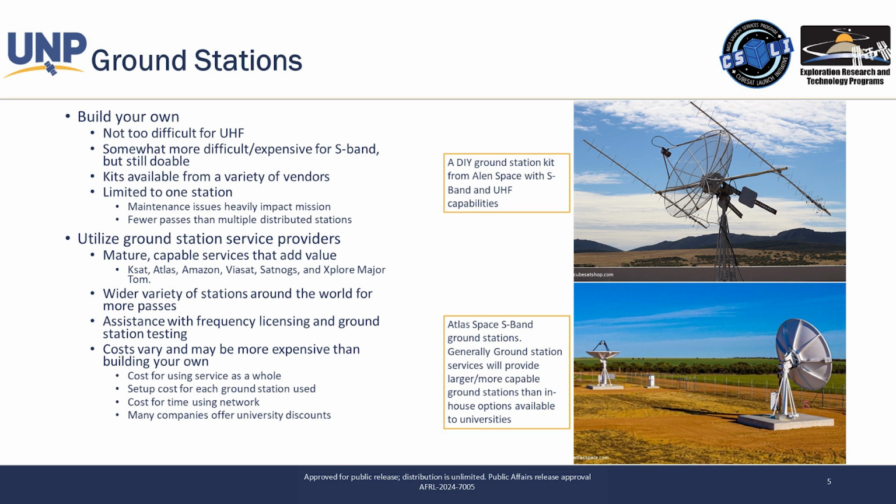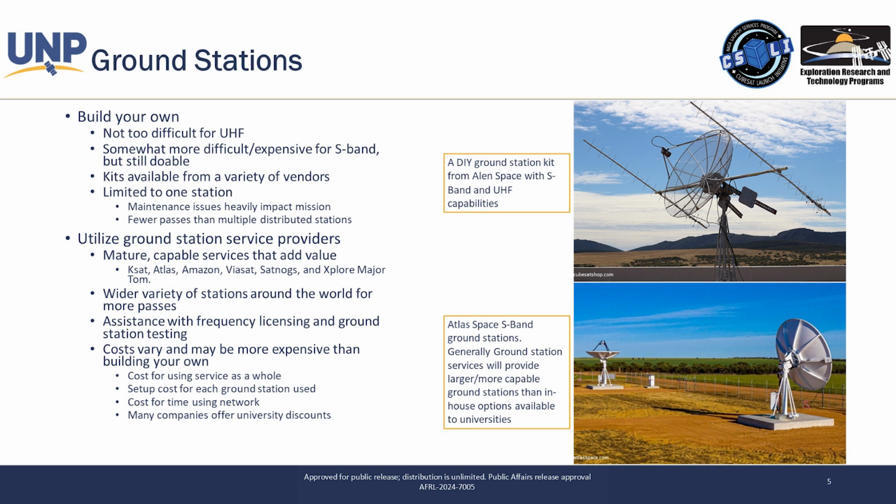One of the downsides to this, though, is that you are really limited to one station. Even if you have multiple antennas, you're likely just going to be at one physical location, probably your university or somewhere nearby. So this means that you'll have fewer passes, you have less visibility than you would if you had multiple distributed stations. Going down this route also means that you are fully responsible for all the maintenance on it yourselves. Things break. It's just going to happen. You're going to need to service your antenna, and you will be fully responsible for that if it's your own.